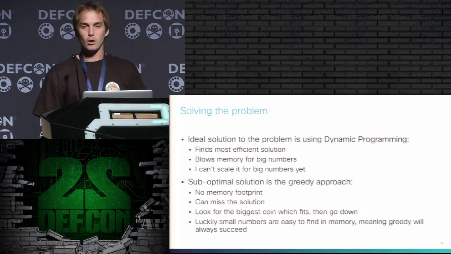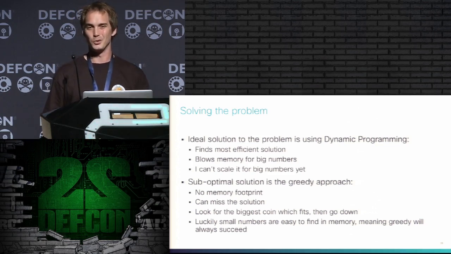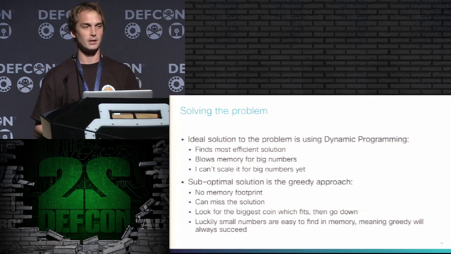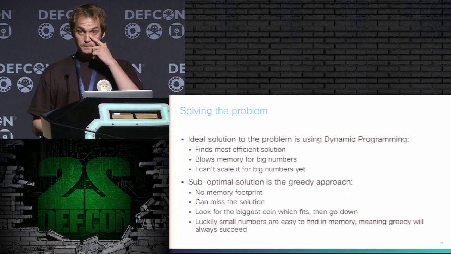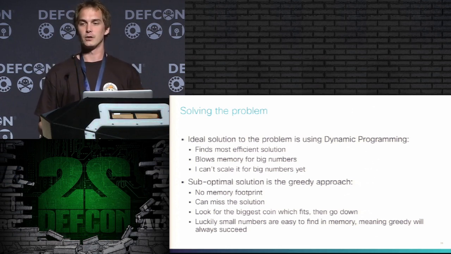How it works is really simple. You take the biggest coin which fits in the interval and then just keep adding. One thing we're lucky with is that in numbers, you've got many small numbers: 1, 2, 3, 4, 5, and you've got heaps of them in there. So you can always achieve the greedy approach, which is kind of nice, but it's suboptimal.